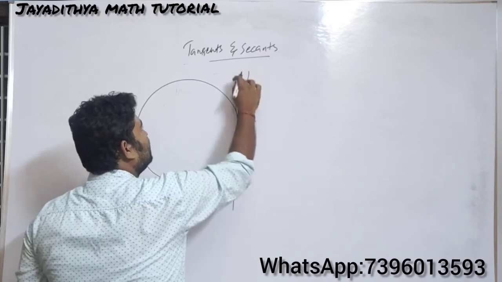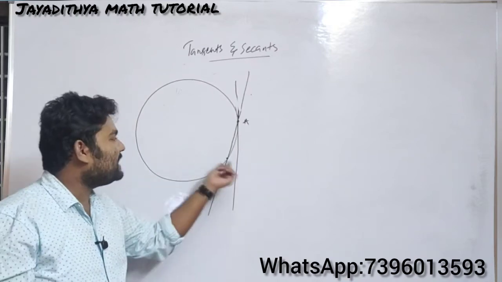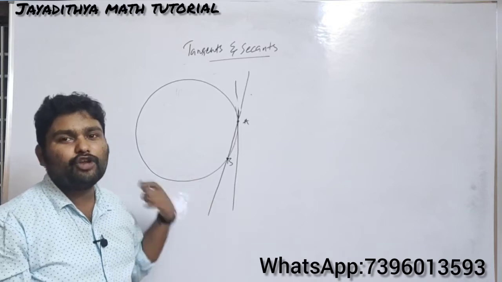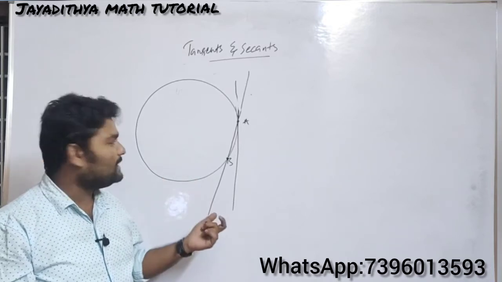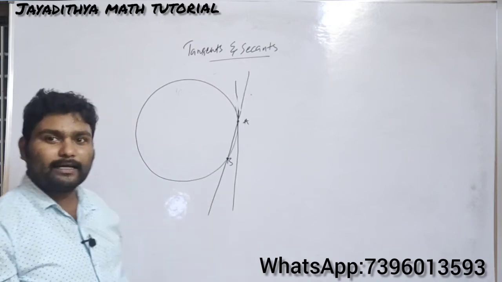So if you draw like this, it is touching in 2 points. If you just cross the line, it will touch the other point, that is B. Then this is not a tangent. Why? Because it is not following the conditions of a tangent. It is cutting the circle in 2 points, so this becomes a secant but not a tangent.